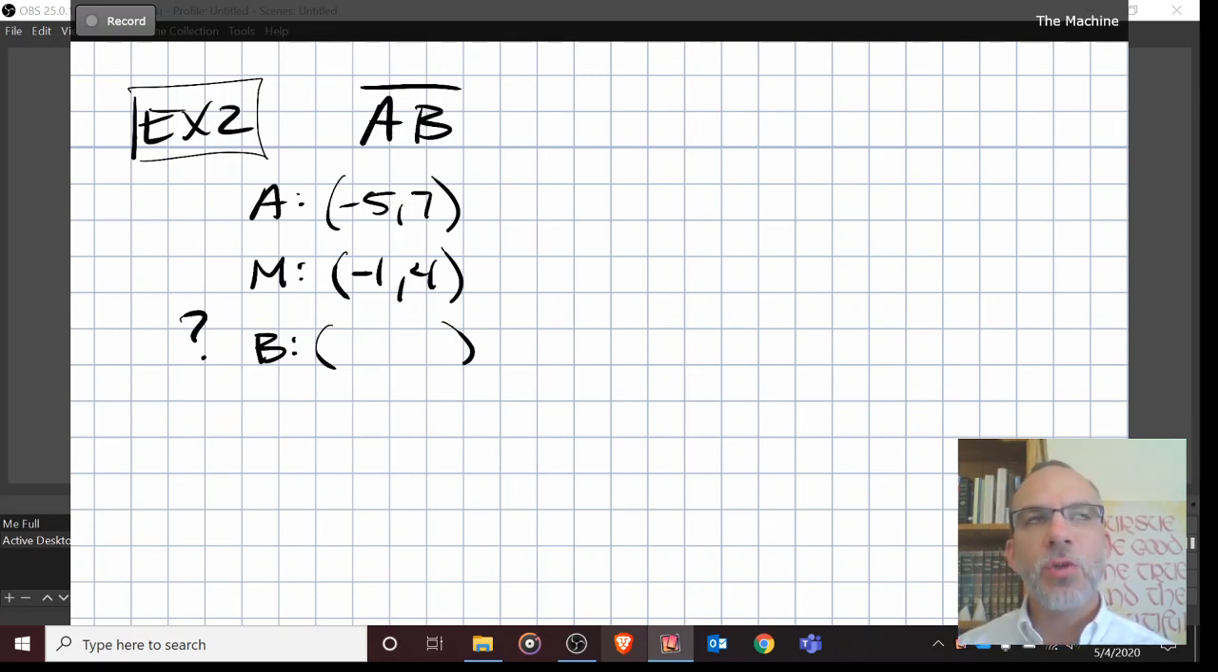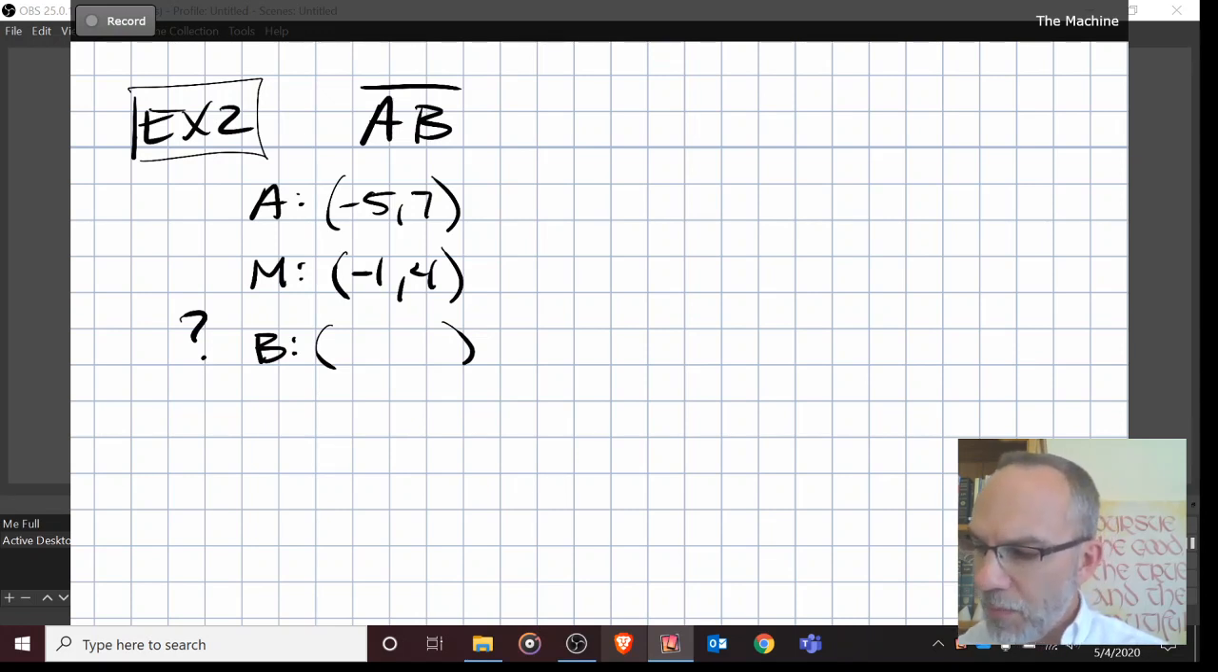So instead of giving you the 2 endpoints and asking you for the midpoint, I've given you 1 endpoint and 1 midpoint, and then asked you now for the other endpoint. Well, my advice is to break this down into 2 separate problems. One of them is the x's, and one of them is the y's.